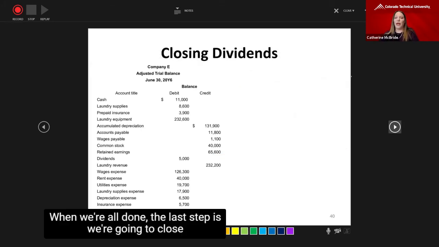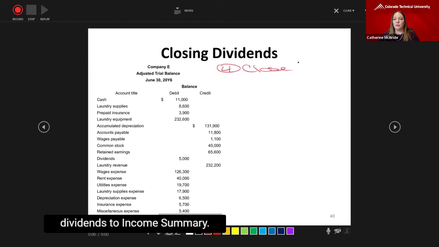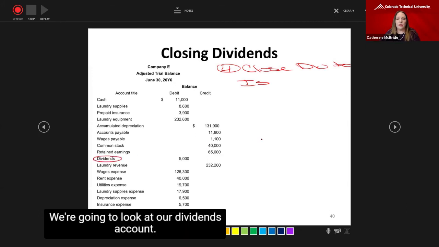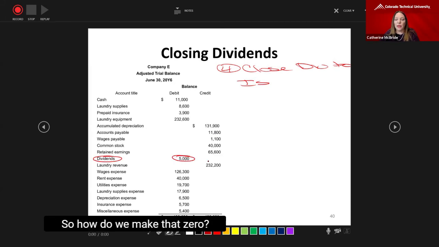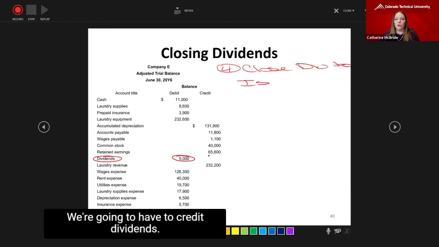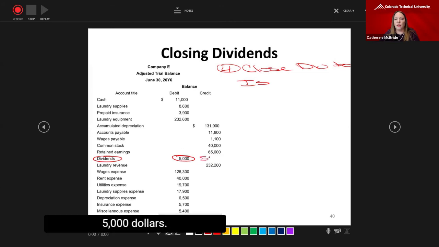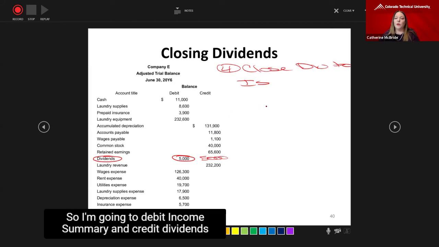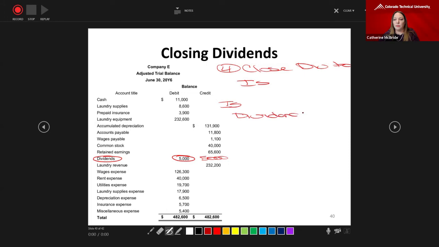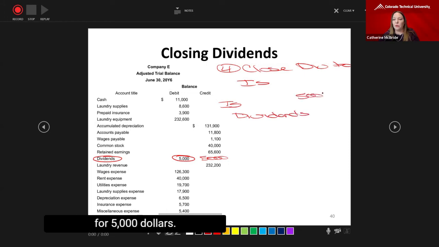When we're all done, the last step is we're going to close dividends to income summary. We're going to go back up here and look at our dividends account. Dividends has a $5,000 debit balance. So how do we make that zero? We're going to have to credit dividends $5,000. So I'm going to debit income summary and credit dividends for $5,000.